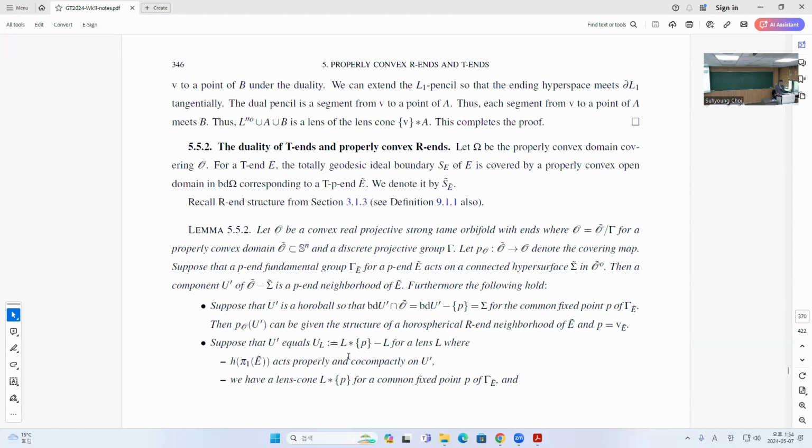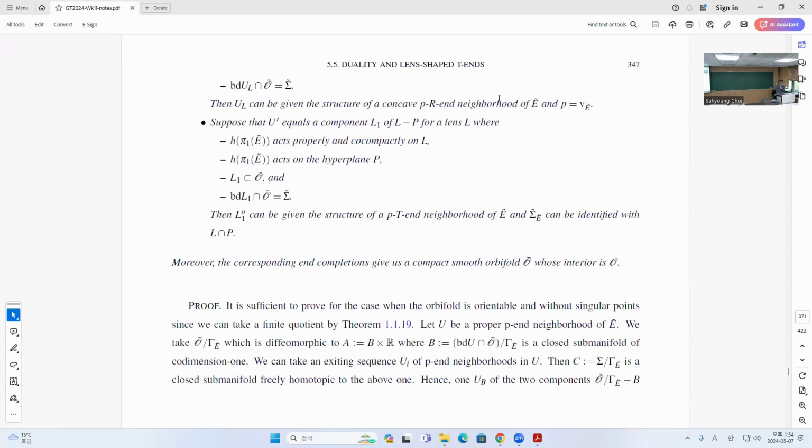And actually, if you have this cone with the R removed, then it is actually a lens cone. Okay, some Pn neighborhood. And if you have some component of the lens with P removed and this acts properly and co-compactly on P, then it is actually the Tn neighborhood. Okay.